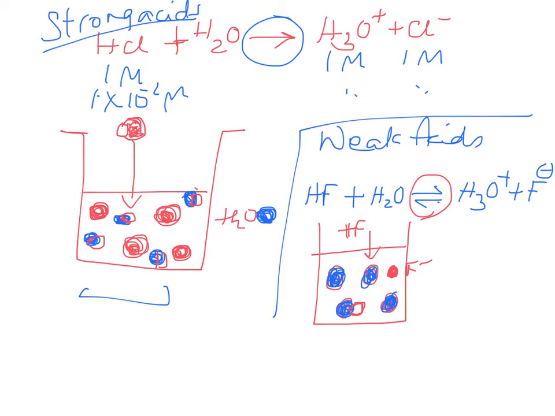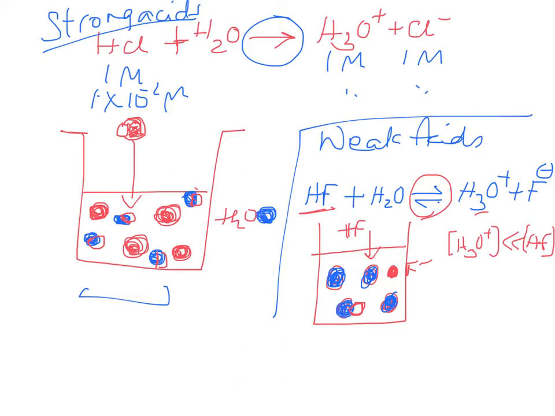So if you had an HF solution, it would contain a large number of intact or unionized HF molecules, and it will contain some hydronium ions and some F negative. In other words, a 1 molar HF solution has hydronium ion concentration which is much less than 1 molar. So the concentration of hydronium in this case is going to be much lesser than the initial concentration of the HF, because most of it is going to remain undissociated. Only some of those are going to form the hydronium ions.